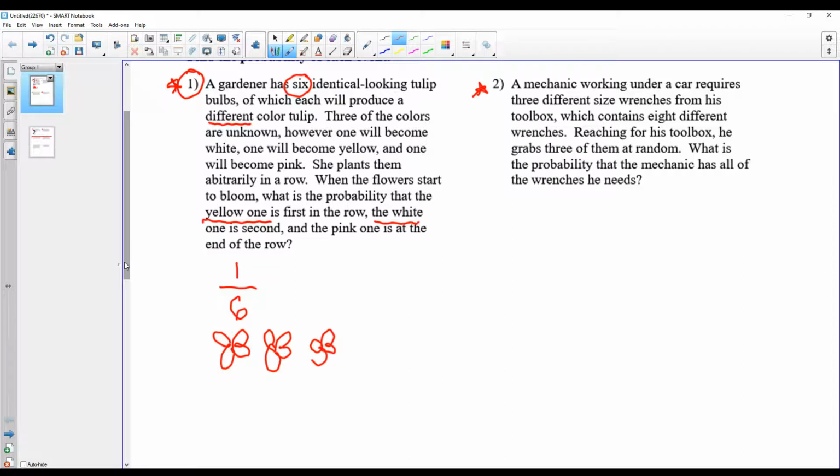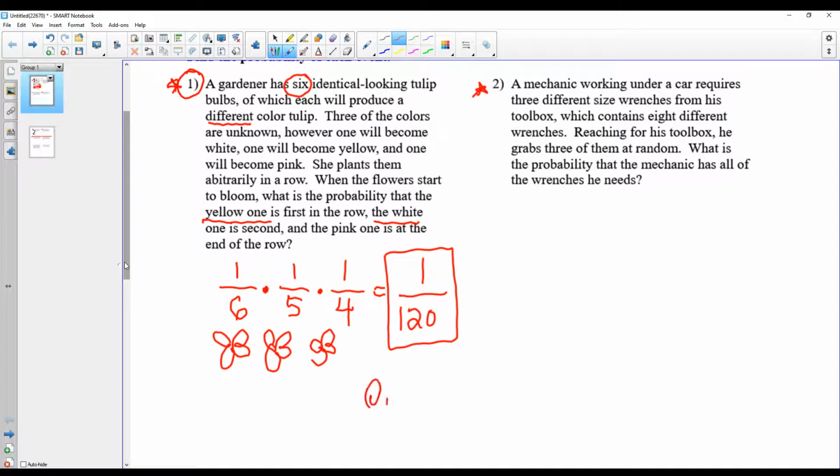The white is second. So now that I've planted 1 that's yellow, I only have 5 left to choose from. So I have a probability of 1/5 that the second one is white, and pink being the last one, now I only have 4 to choose from. So 1/6 times 1/5 times 1/4 is 1 out of 120. And you can leave it like this as a fraction or convert it into a percent or a decimal. 0.0083 is your decimal.